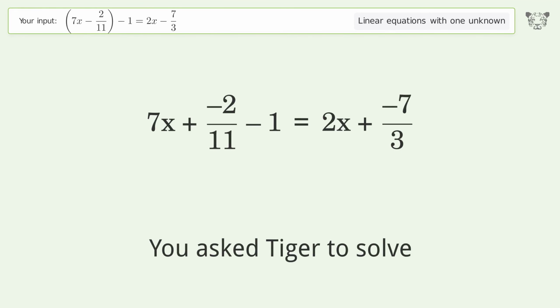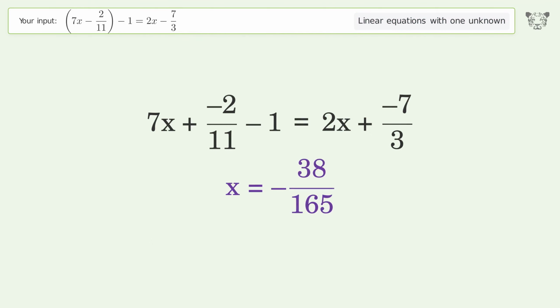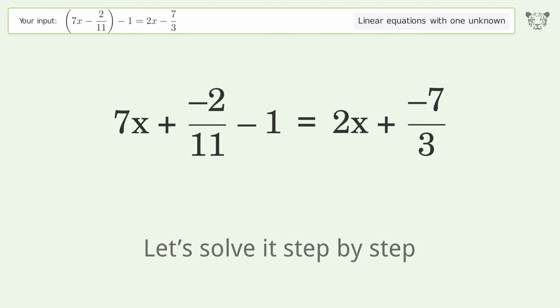You ask Tiger to solve. This deals with linear equations with one unknown. The final result is x equals -38/165. Let's solve it step by step.